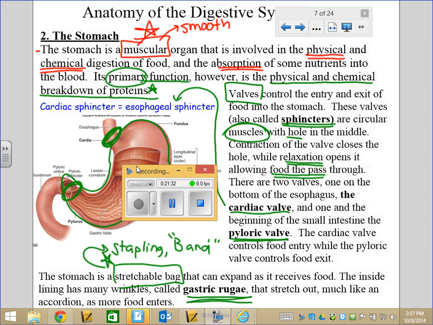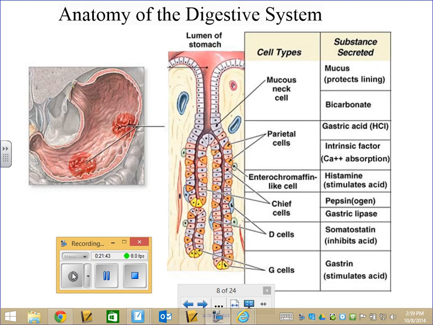Does anyone have any questions they want to ask about stomach anatomy or the basic function of the stomach? I'll just pause for a second because I see a few people writing. We're looking at here a gastric gland, which is found in each of the little wrinkles, or the gastric rugae, that are in your stomach.